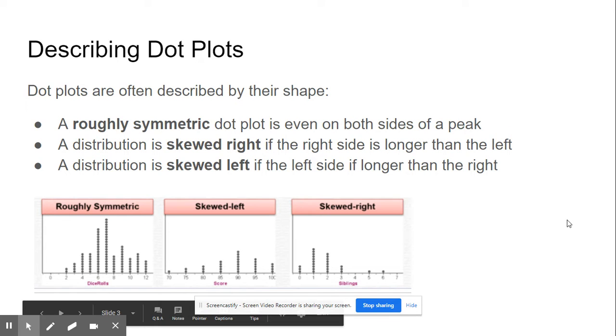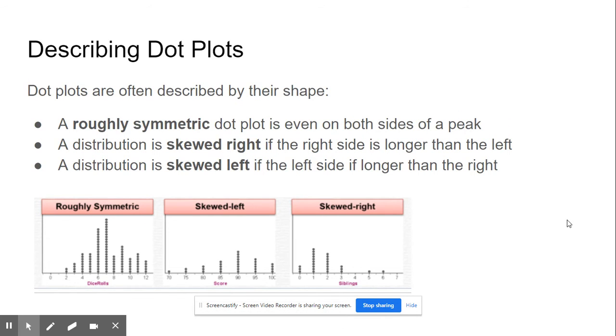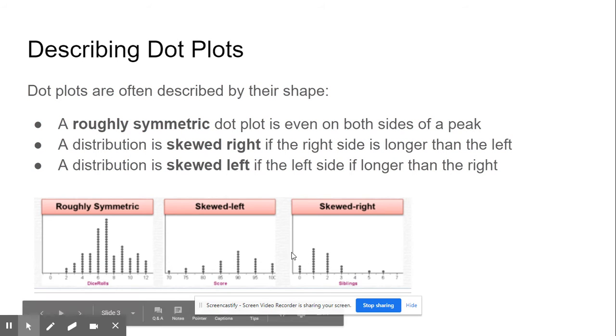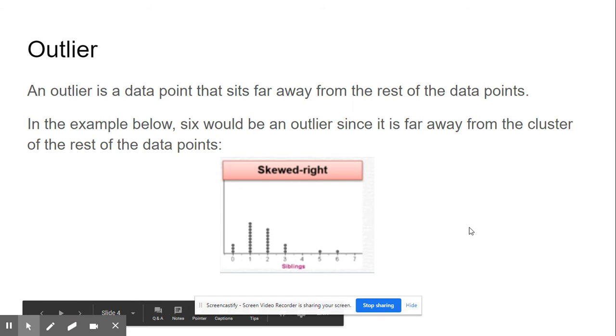Dot plots are often described by their shape. A roughly symmetric dot plot is even on both sides of a peak. A distribution is skewed right if the right side is longer than the left, and a distribution is skewed left if the left side is longer than the right.